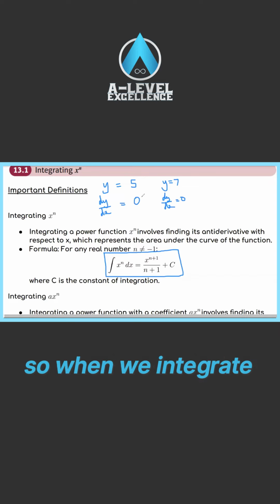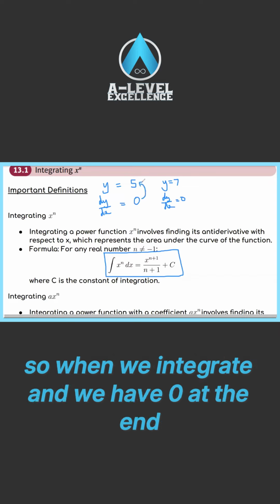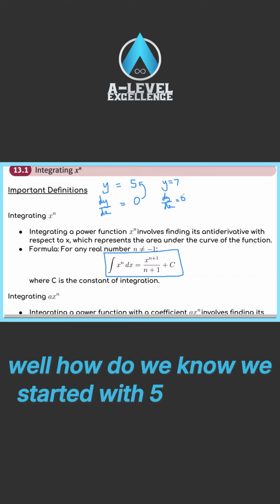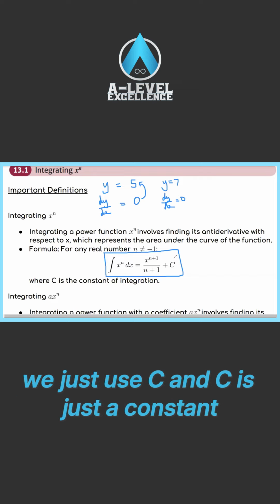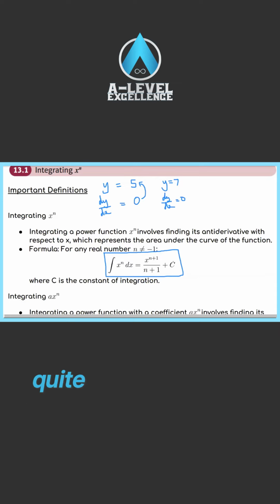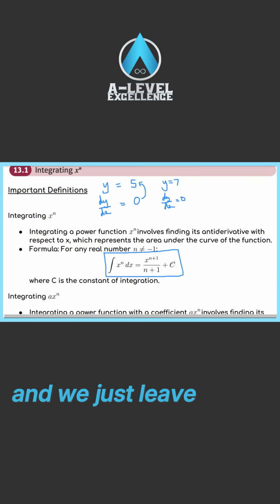So when we integrate and we have 0 at the end, well, how do we know we started with 5 or 7 or 12 or 54 or whatever, right? So to make sure we include that, we just use C. And C is just a constant. So C could be anything. Quite often we don't know what that C is and we just leave it as C.